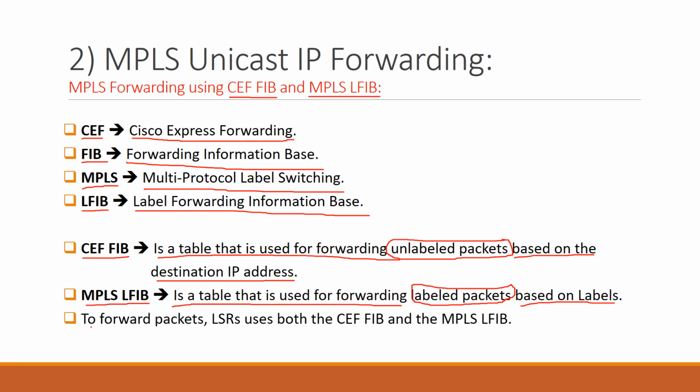So to forward packets inside the MPLS network, LSRs or MPLS routers use both CEF FIB and the MPLS LFIB. We will explain this in detail in coming slides. But you should know that there are two types of tables, CEF FIB and MPLS LFIB. Sometimes they are referred to only as FIB and LFIB.